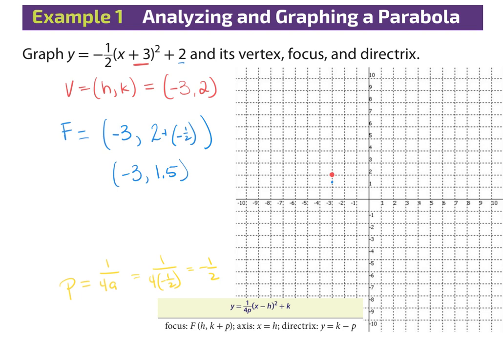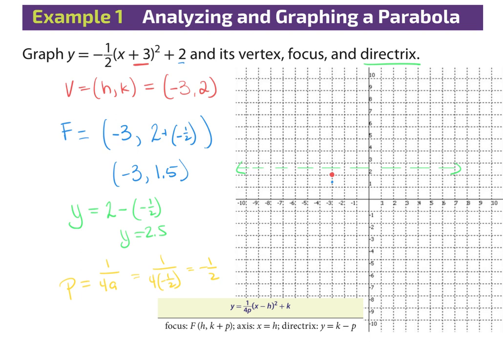They also want me to find my directrix right here. So my directrix is going to be y equals k, which is 2, minus p. We already found p. So it's going to be y equals 2.5. So that's going to be a horizontal line at 2.5. That's this guy right here.